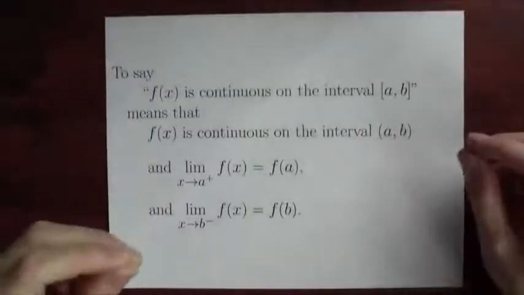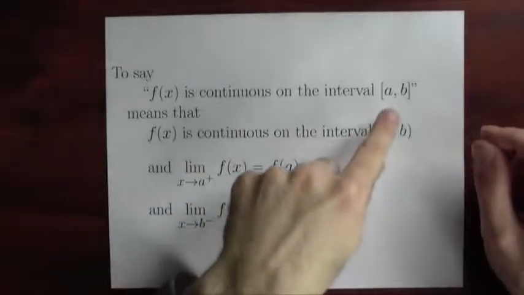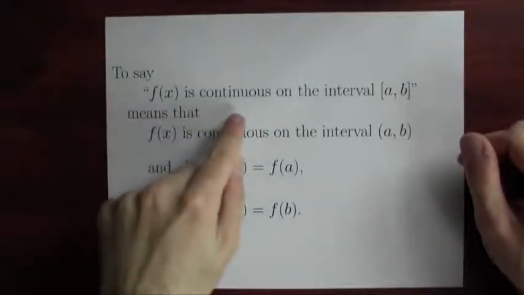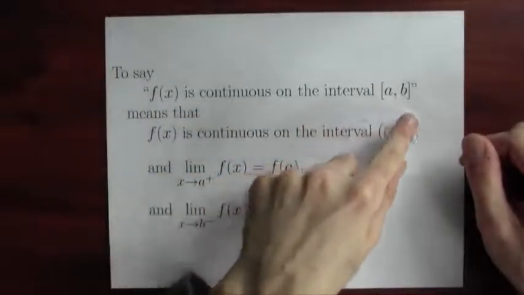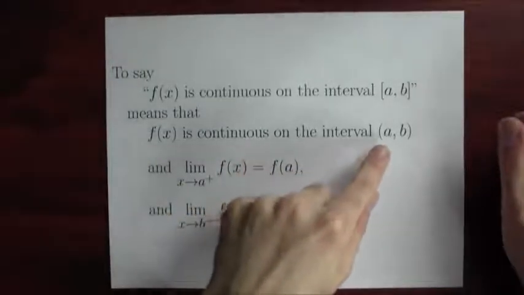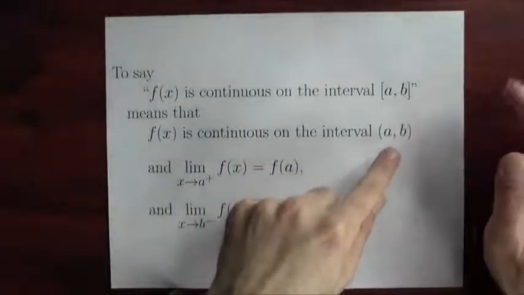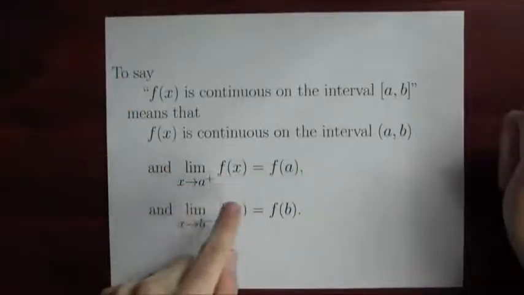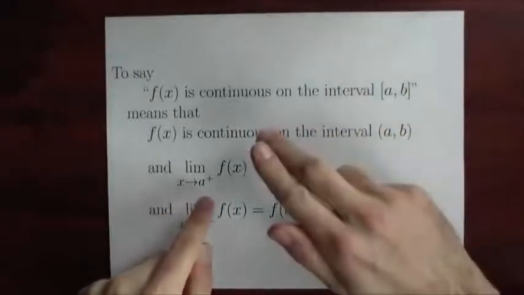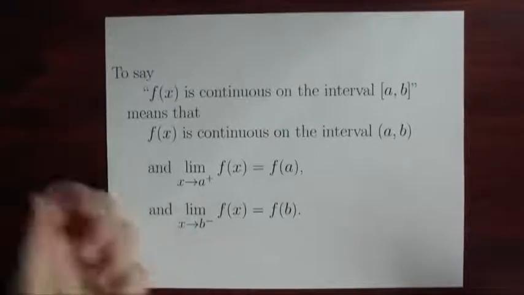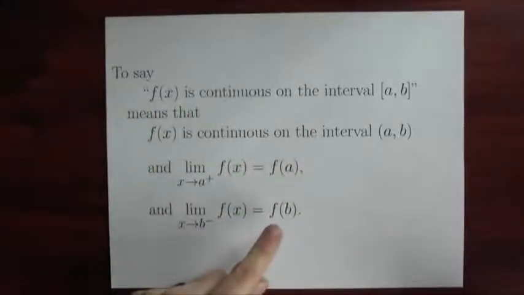What about closed intervals? We have to be even a bit more careful when we talk about continuity on a closed interval [a, b] as opposed to the open interval (a, b). So if we say that the function is continuous on the closed interval from a to b, we mean that f(x) is continuous on the open interval from a to b, so in between a and b. But then what happens at a and at b? Well, the limit of f(x) as x approaches a from the right-hand side is equal to f(a), and the limit of f(x) as x approaches b from the left-hand side is equal to f(b).